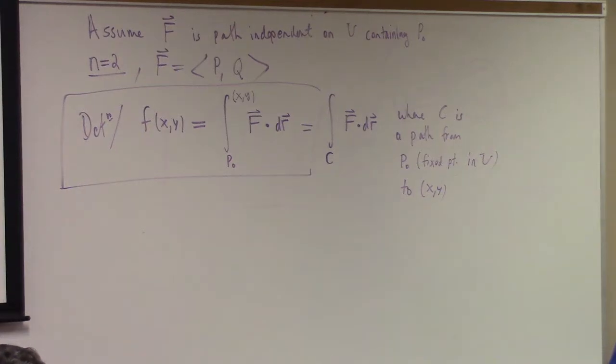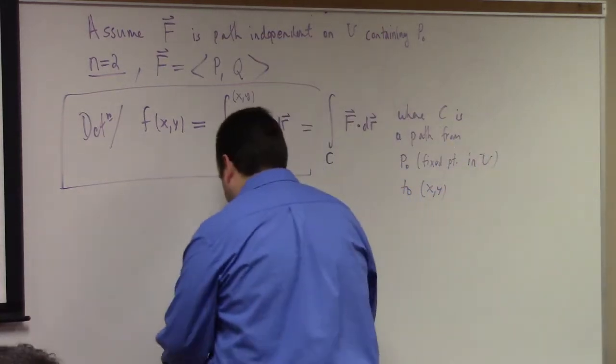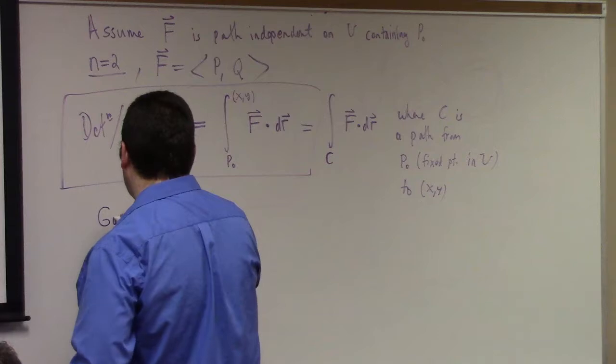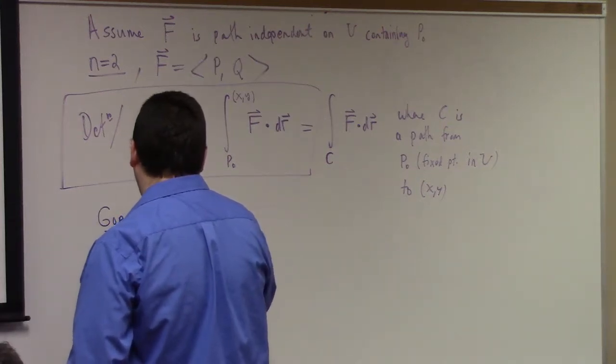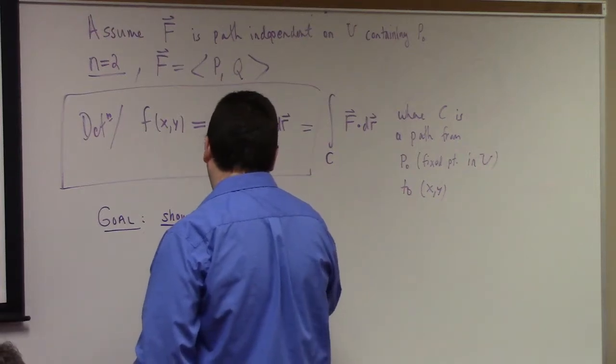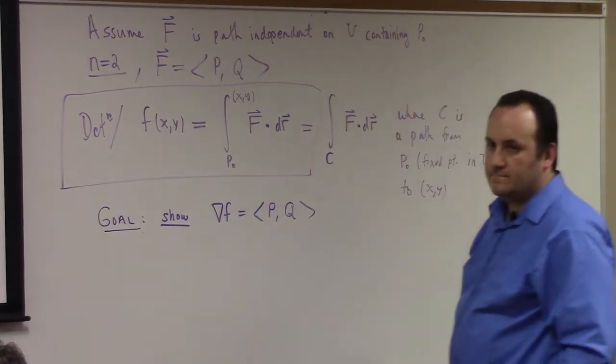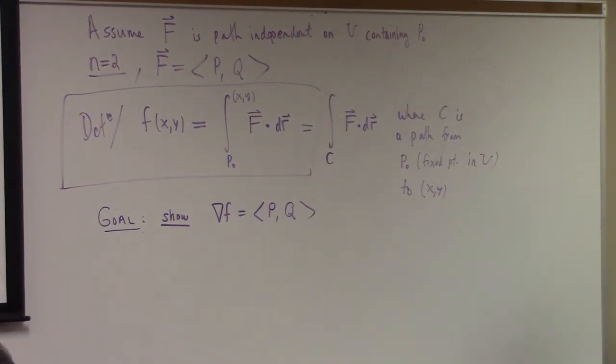Now, what do we need to show to prove that 2 implies 1? What's required of us? If this is our definition, what do we need to demonstrate? What's our goal? We want to show that the gradient of f is equal to pq. So we take the gradient of both sides, and if you just try to straight differentiate it, it's not going to make sense. So what this requires us to do is to choose some special path.